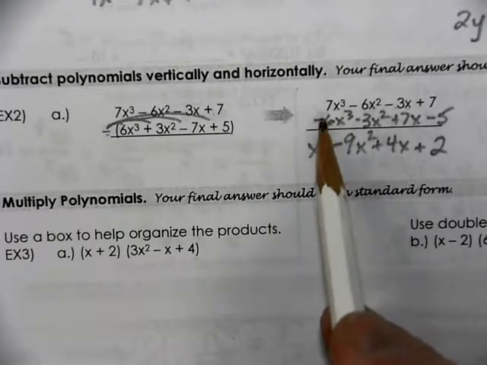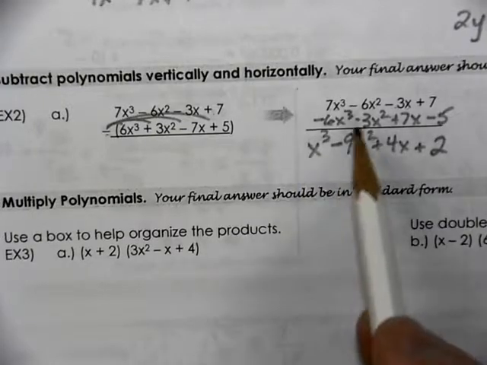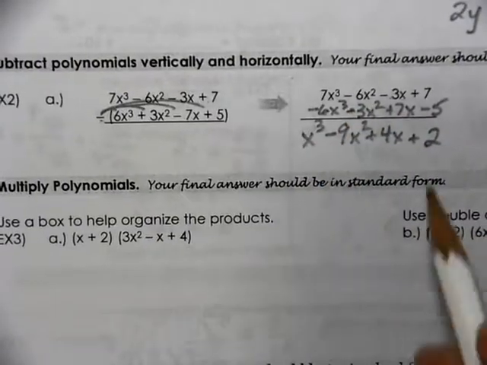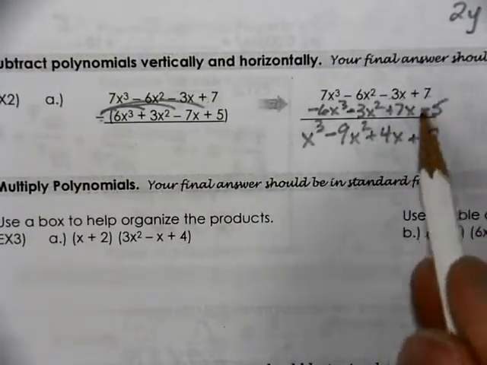Notice that the larger number is positive, so that's why you have a positive. They're both negative, so the larger number is negative, so you're going to end up with negative. The larger number is positive, you end up with a positive.